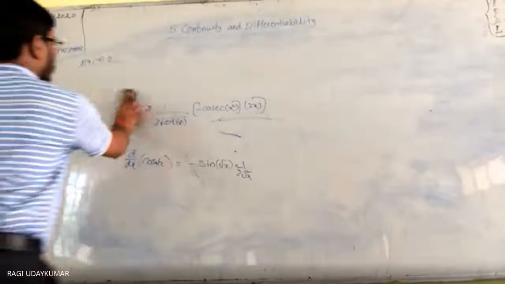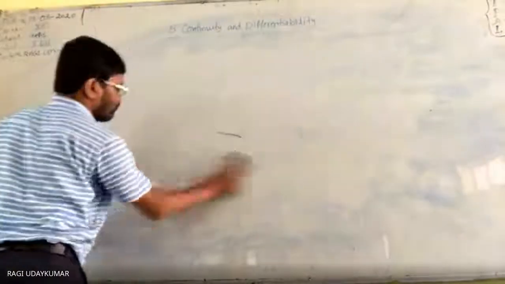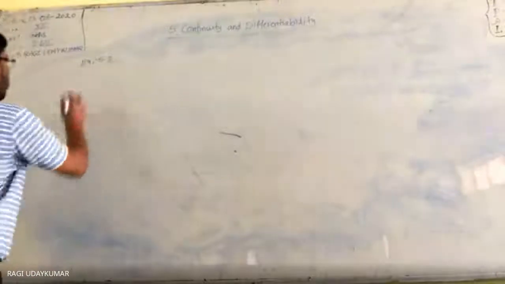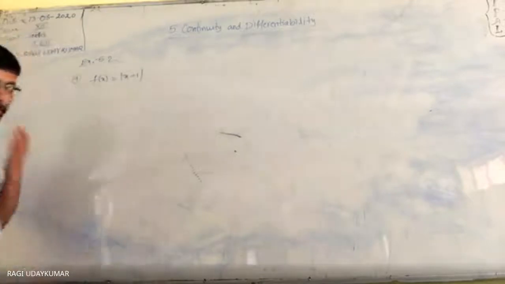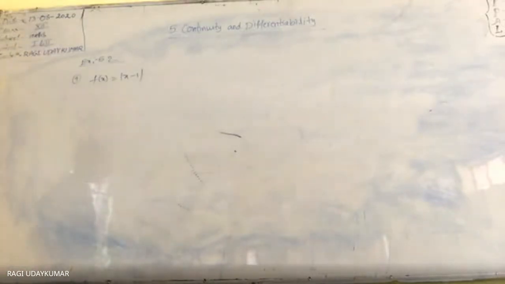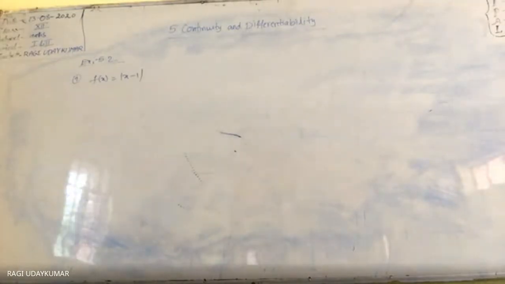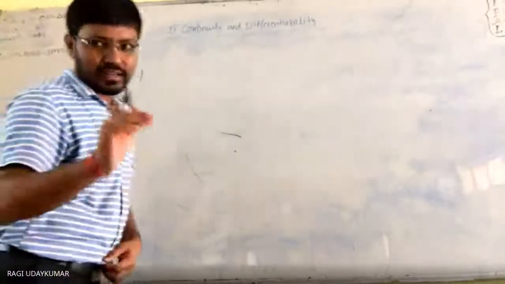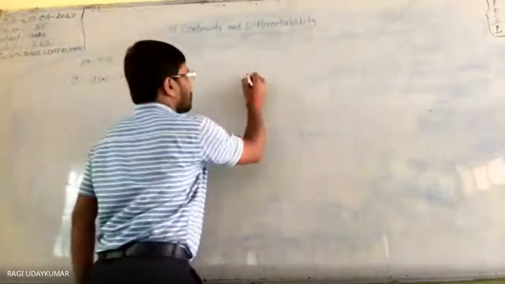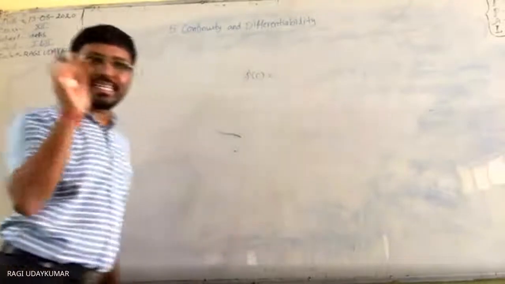This is actually a completely different problem. f of x is equal to mod x minus 1 is given. The question is to prove that it is not differentiable at x equals 1. So at a point C, what is the definition of differentiation? f dash of C represents the derivative at a particular point C.